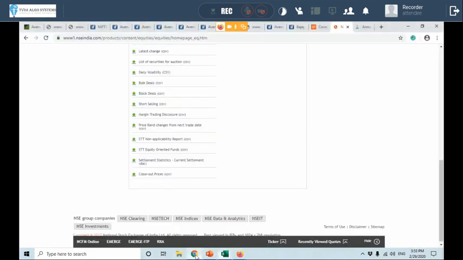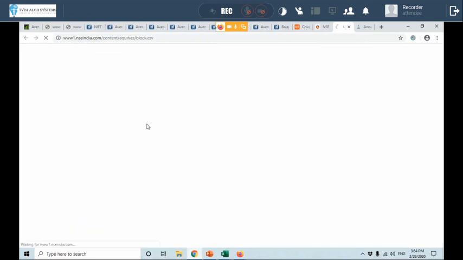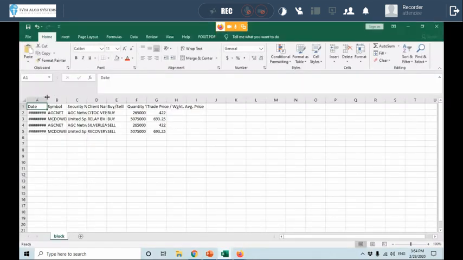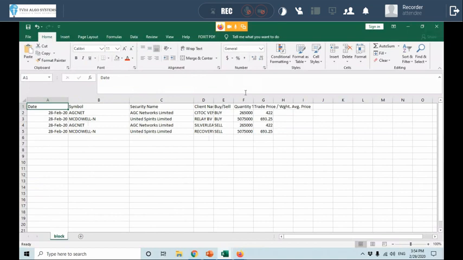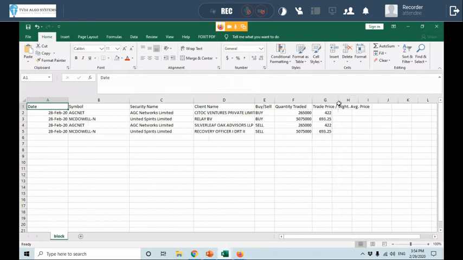Okay. Right? The other method is bulk deals and block deals. If I click on block deals, you can see that there are block deals done in all these stocks, at a particular price. So if I see United Spirits, there was a block deal done at 693 price.